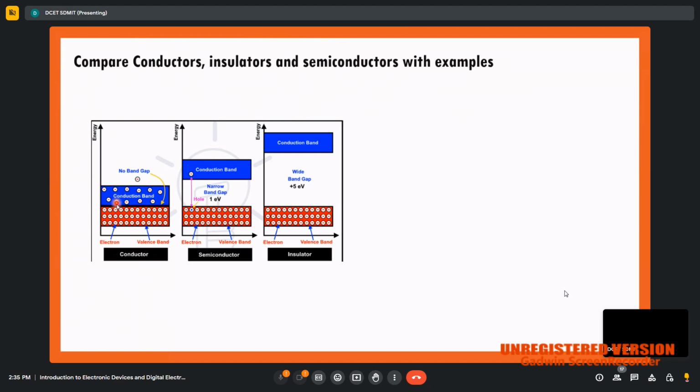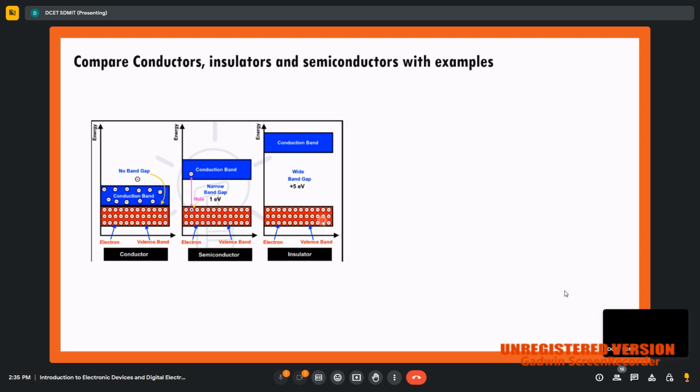If you observe another type of material like a semiconductor, here there is a small gap between the valence band and the conduction band. If I want it to conduct current, I need to apply some voltage. The gap specifies how much voltage you need to apply. Here you can observe there is 1 eV, electron volt. If you provide that much voltage, then electrons will flow from the valence band to the conduction band.